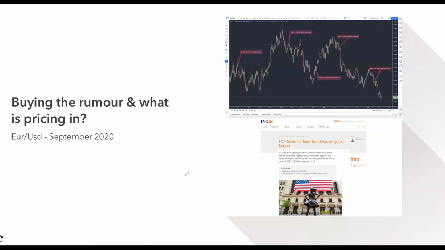Anyways, buying the rumor. So let's go through an example. How will you know whether a scenario is priced in? Again, you will know that if you understand, well, put it this way, the closer to the fact it is, it means that it's already been priced in, right?